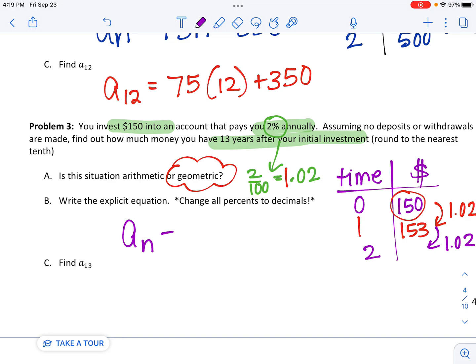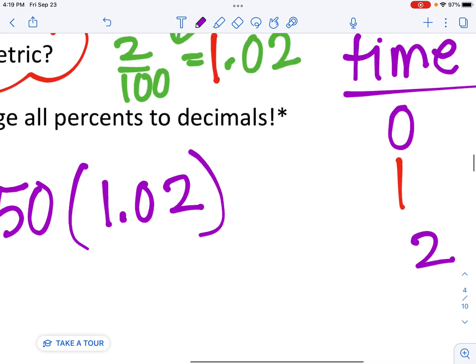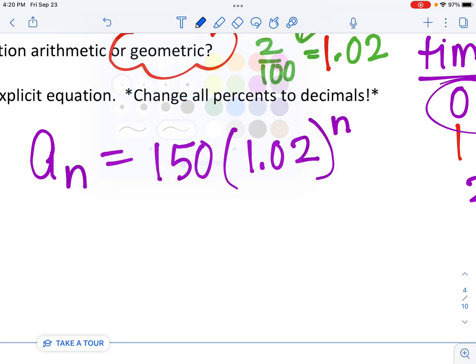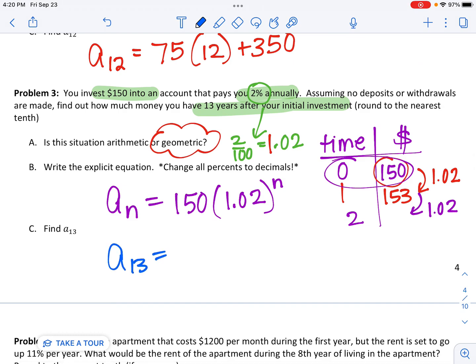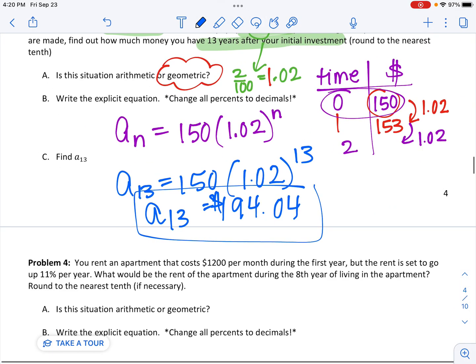And so here's the explicit equation. So if it's geometric, you start with your starting value, 150. We multiply it by the ratio. Here it's 1.02. Again, 0.02 is the percentage. We add the 1 because we're increasing. And we started at times 0, so this is n. And so to figure out the last part of the problem, a sub 13, it would be 150 times 1.02 to the 13th power. Let me type that in my calculator real quick. Okay, so that would be $194.04. So even though you only invested $150, you've made like $44 then after 13 years just off interest.